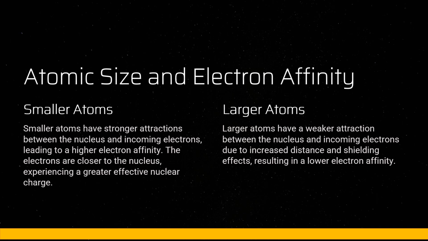Now contrast that with larger atoms. These giants have electrons much farther from the nucleus. The increased distance, combined with the shielding effects of inner electrons, weakens the attraction for incoming electrons. This means their electron affinity is much lower. So, the story of atomic size and electron affinity is one of proximity and attraction. The smaller the atom, the stronger the pull. The larger the atom, the weaker the pull. This simple but powerful trend helps explain why elements behave the way they do in chemical reactions.